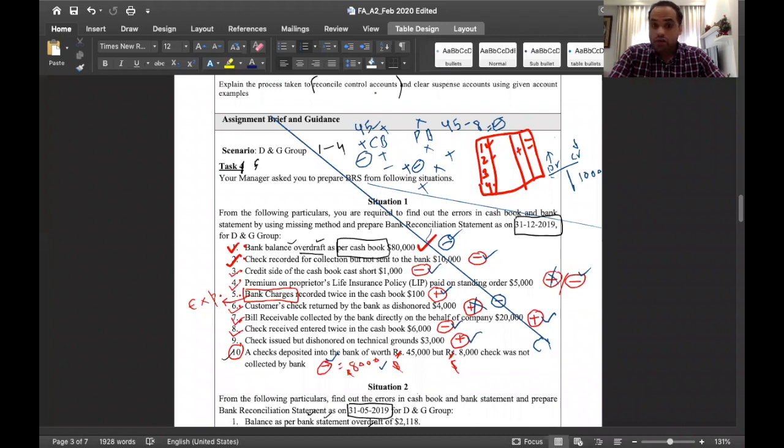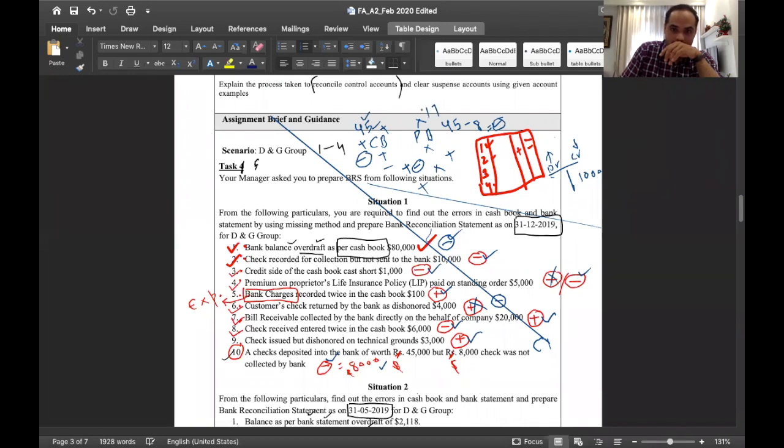But the bank did not receive all 45. So the bank did not receive 8, so the difference is 8,000. So I will minus 8,000 in order to make the balance equal. Right? Because of 8,000, there is an imbalance, because here is 45 and here is 37.